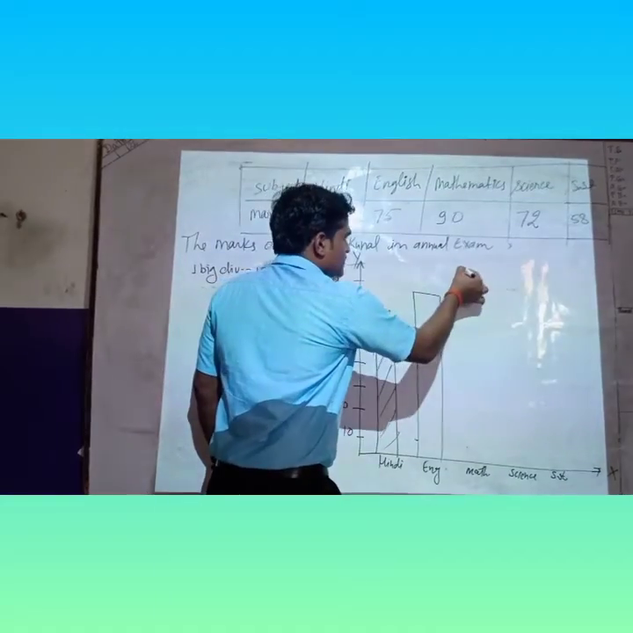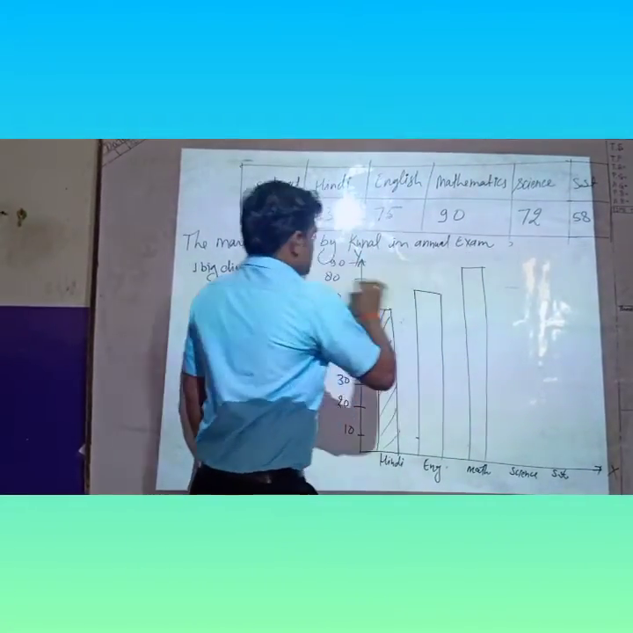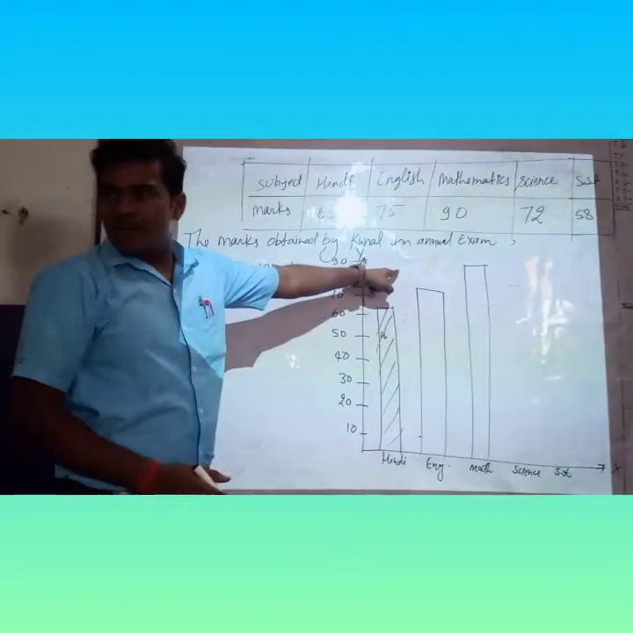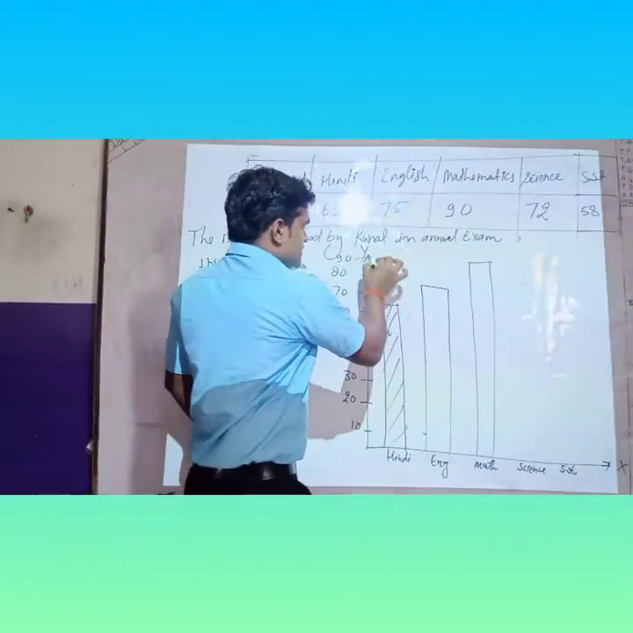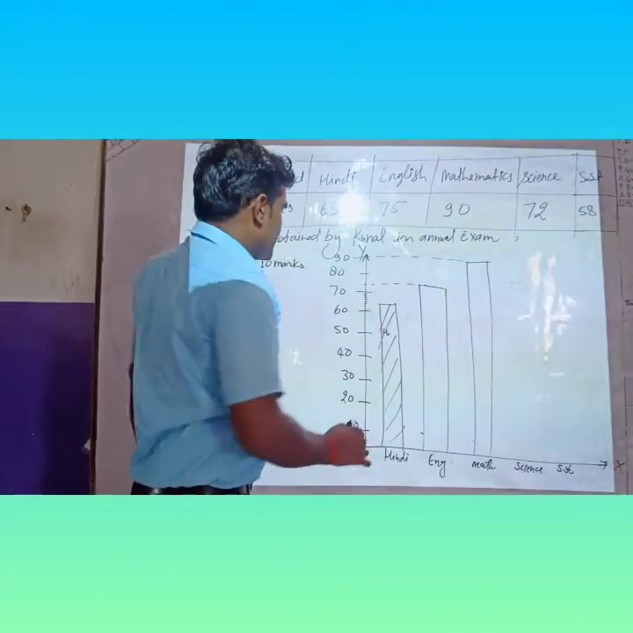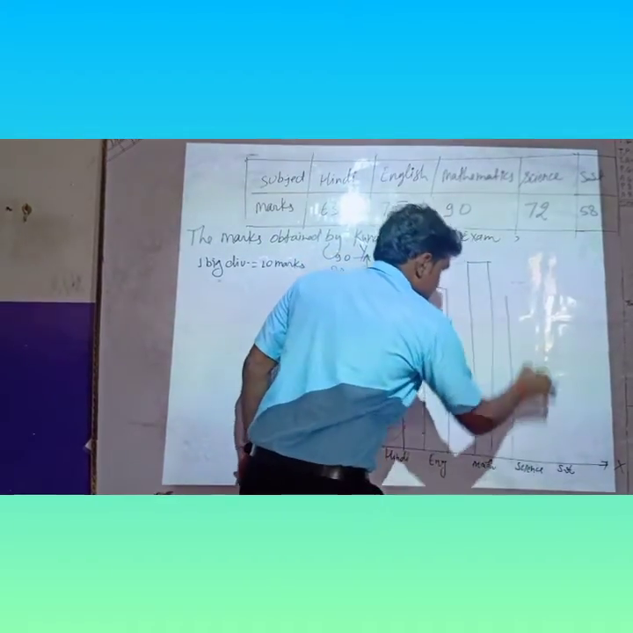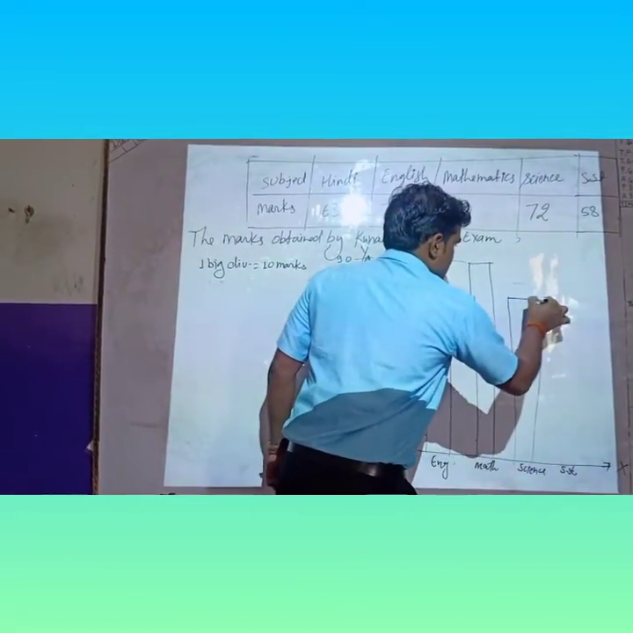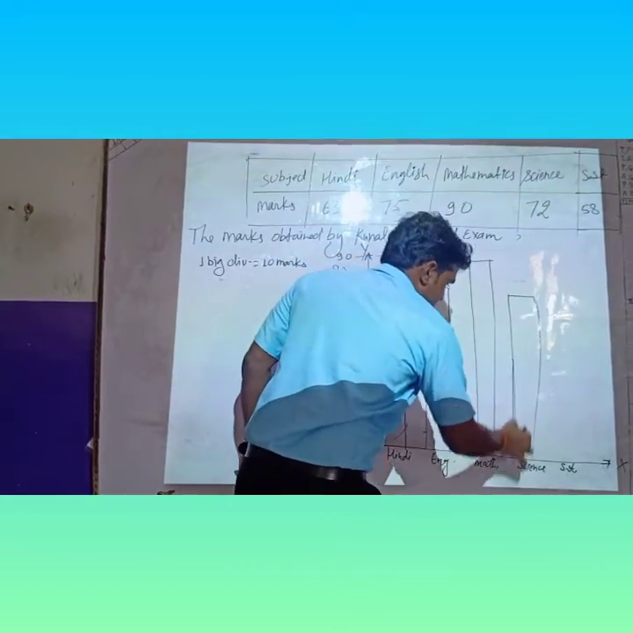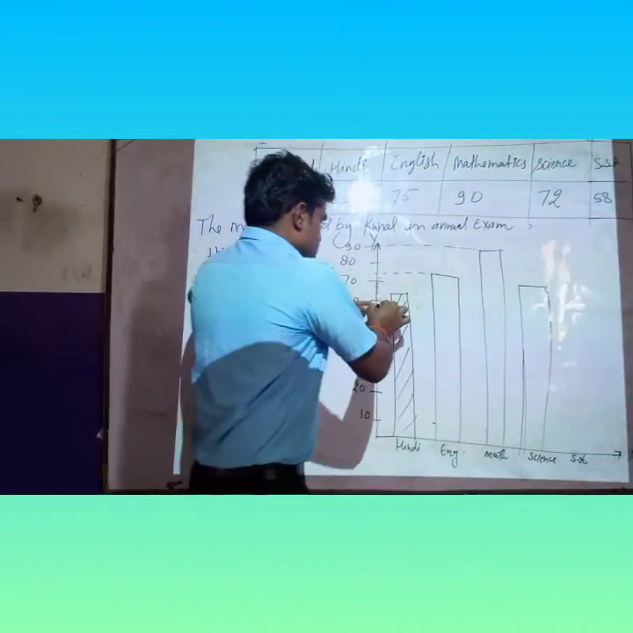Maximum marks are in math, because he also likes math. So in math he got 90 marks. Yes, students, and this is 75. And in science he got 72 marks. So 72 will be here. Okay, like that, children. In SST he got 58 marks. So 58.